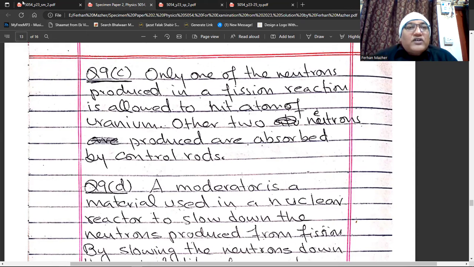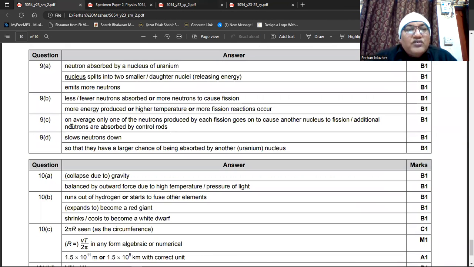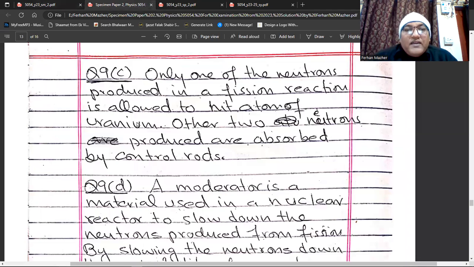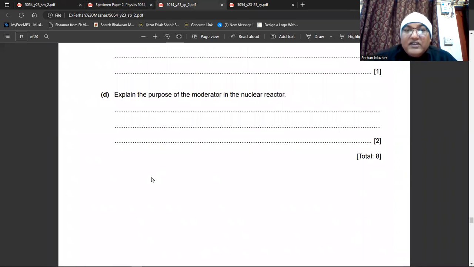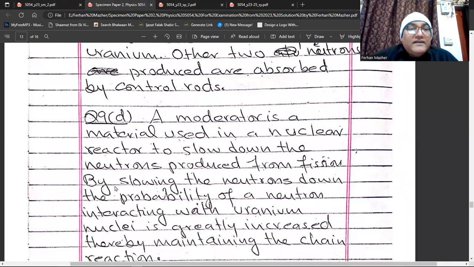I have written this answer, so let me show you. On average, only one of the neutrons produced by each fission goes on to cause another nucleus to fission. Neutrons are absorbed by the control rods. And what is the function of the moderator? The moderator is a liquid in that reactor. It slows down the neutrons. When the neutrons are slow, their chance of hitting a uranium atom and doing the fission increases. The probability increases. It's a little complicated.